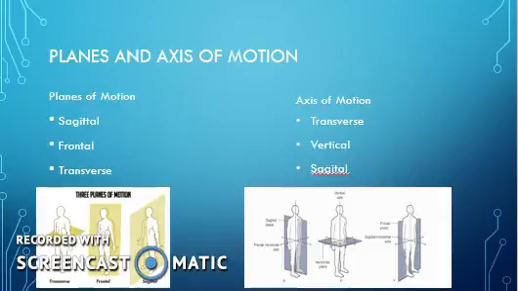Moving on to the planes and axes of motion, there are three different planes and axes. The planes are sagittal, frontal, and transverse. The frontal plane is basically, if you imagine a piece of glass cutting through your body, you can only see the front of your body if you're standing in front of someone. For example, a cartwheel would be in the frontal plane.